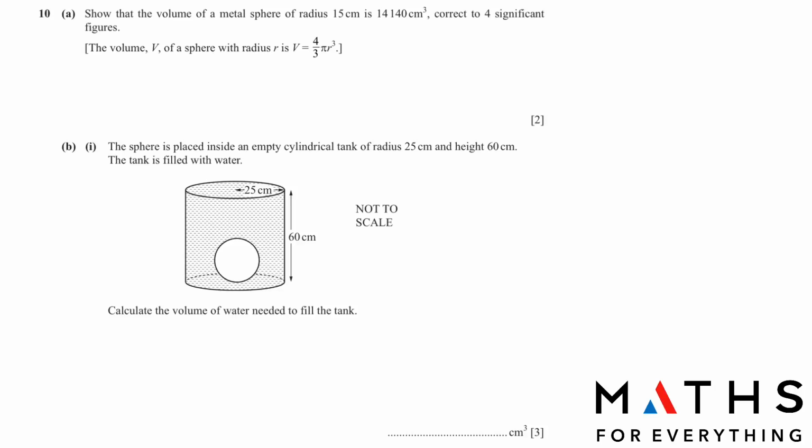Question number 10a. Show that the volume of a metal sphere of radius 15 centimeter is 14140 cubic centimeter, correct to 4 significant figures. The formula we already have, we just have to substitute. And we'll need to round it also. Pi, r is 15, so we write 15 cube.